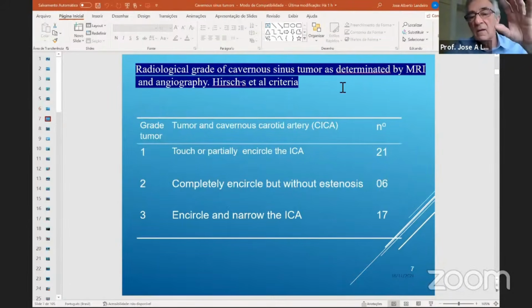In the past there was a very interesting classification proposed by Hirsch and Schecker about the relationship between the tumors and the carotid artery. Grade 1: the tumor touches or partially encircles the carotid artery. Grade 2: completely encircled but without stenosis of the carotid artery. Grade 3: encircles and narrows the intracavernous internal carotid artery. Remember, this is the true cavernous sinus tumor. This is the confined cavernous sinus tumor.